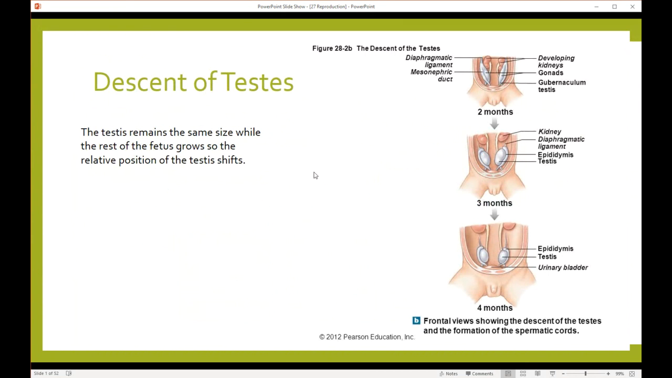Okay. This is showing you the descent of the testes. So what happens is, this is 2 months. This is in utero. Okay, the testes are going to remain the same size while the rest of the fetus is going to grow. So the relative position of the testes is going to start to shift, okay? And they're going to slowly start to descend down.